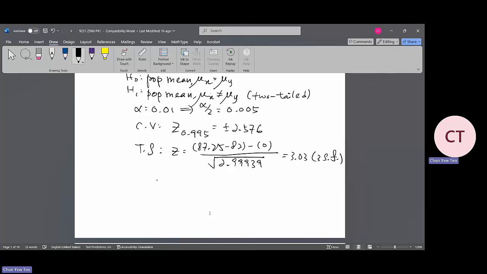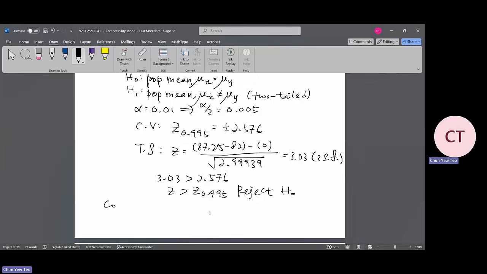Now you compare the test statistic to the critical value. You can see that this is actually greater than. That means the Z is greater than Z 0.995, so your test statistic is greater than the critical value. Over here, that means you reject H0.